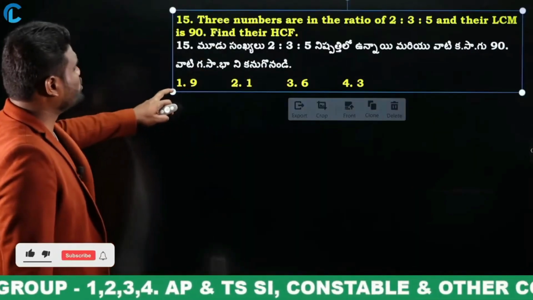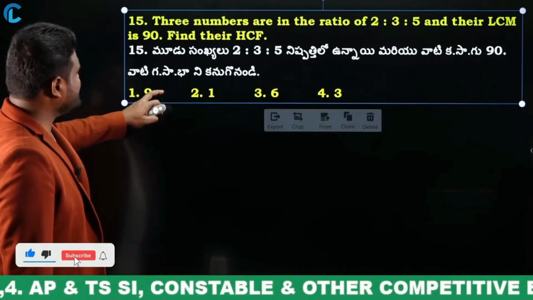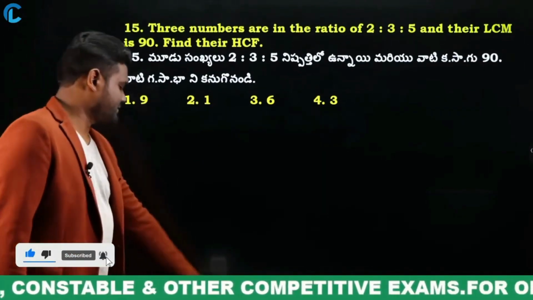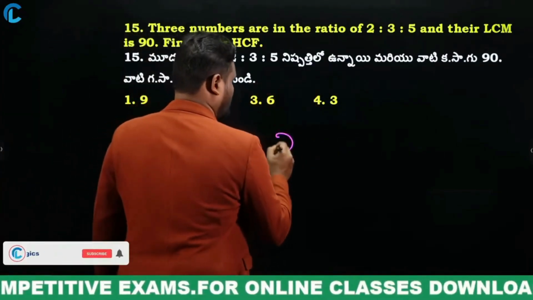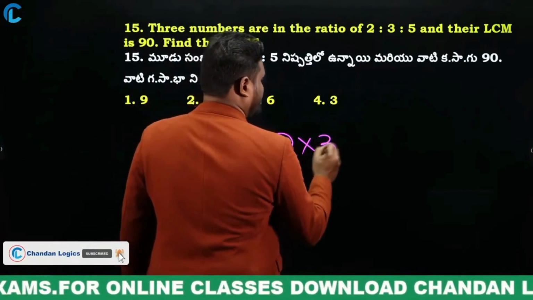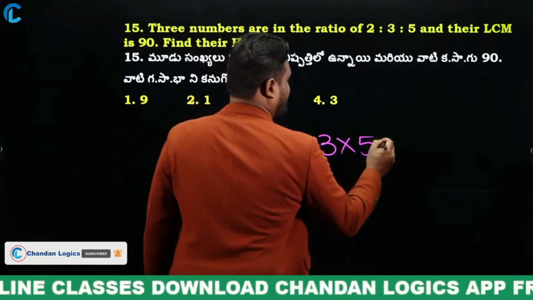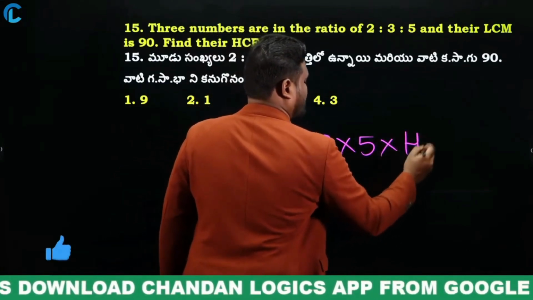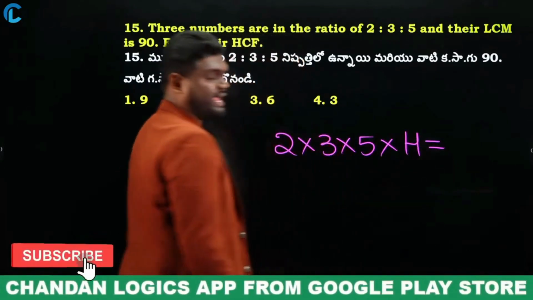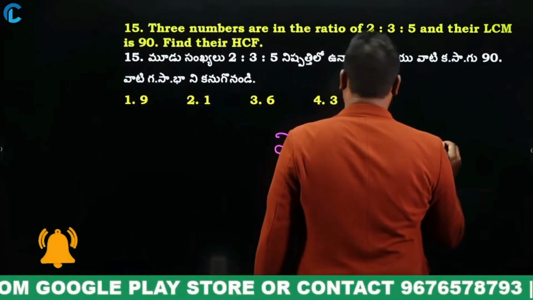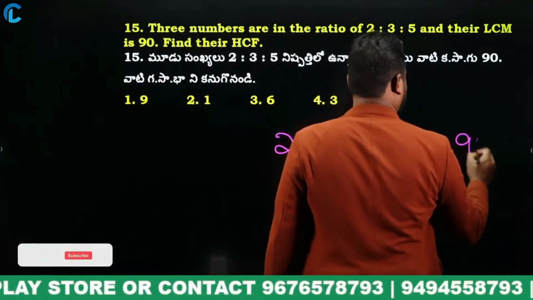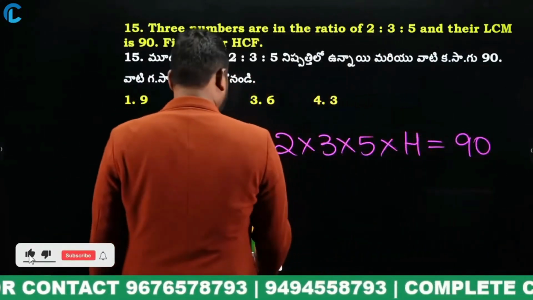Three numbers are in the ratio 2:3:5 and their LCM is 90. Find their HCF. Again the same question, but here we have three numbers. So 2 into 3 into 5 into H. I don't know what the highest common factor is, so take it as H. Now this is equal to 90.